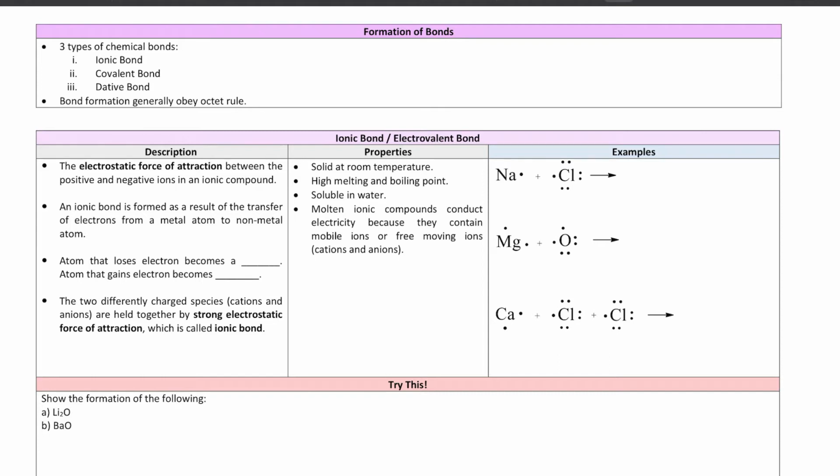Okay, so let us start with ionic bond, or another name for ionic bond is electrovalent bond. Okay, so you need to know both name. Okay, if the question in exam ask for electrovalent bond, it's not something yang pelik, it just mean ionic bond. Okay, right, so let us look at the description.